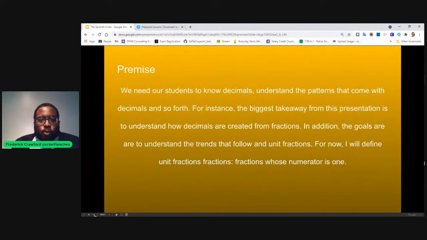All right, so what we need is to make sure that our students are knowing more and more about decimals, understand the patterns that come with different decimals, and so forth. So, what I want you to take away from this presentation is to learn how you get decimals from dividing the numerator and the denominator of fractions. In addition, the goals are for you to understand the trends that follow in unit fractions. For now, I will define unit fractions as fractions whose numerator is 1.